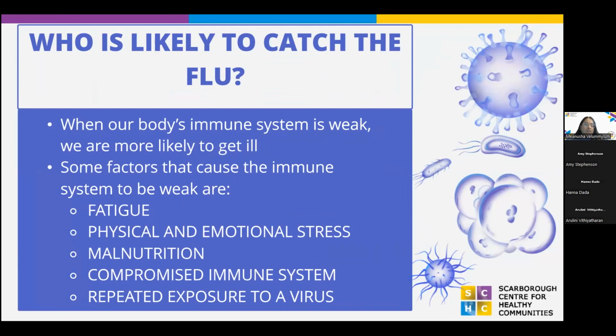So that's why we say that immunocompromised populations are at higher risks. Some factors that can cause the immune system to be weak are fatigue, physical and emotional stress, which is an interesting one because I remember anytime during school when I was stressed with exams, I would always fall sick. So any kind of emotional or physical stress you're experiencing does indicate that you could have a weaker immune system. Malnutrition, so not eating properly, a compromised immune system, and repeated exposure to a virus.